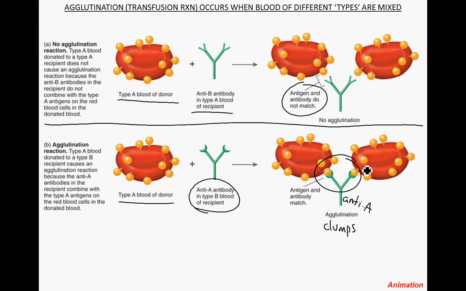And so you get this agglutination reaction, and that causes problems, of course, for oxygen transport as well as blood pressure, and several other effects. Okay, so you want to make sure that you have the right blood type coming in.